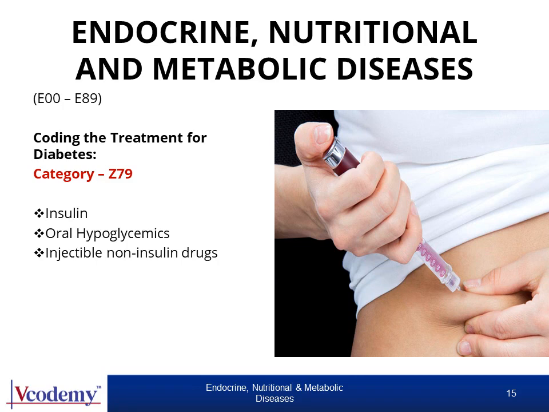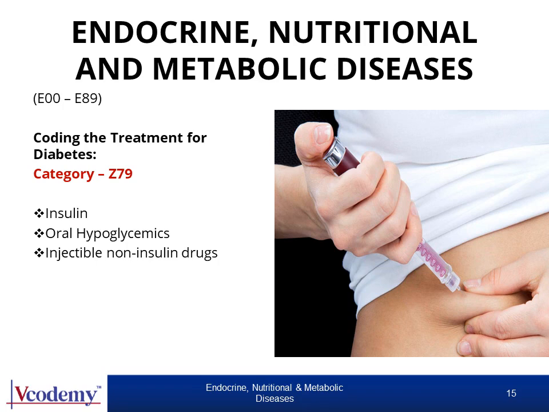If the documentation in a medical record does not indicate the type of diabetes but does indicate that the patient uses insulin, code E11, that is the default code. Type 2 diabetes mellitus should be assigned. An additional code should be assigned from category Z79 to identify the long-term current use of insulin, oral hypoglycemic drugs, or injectable non-insulin anti-diabetic drugs as follows.